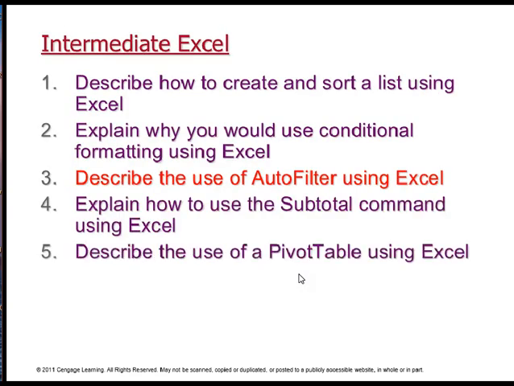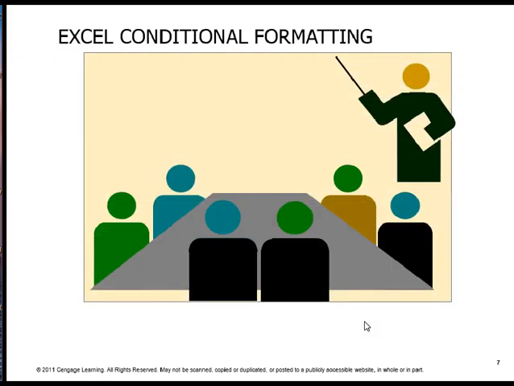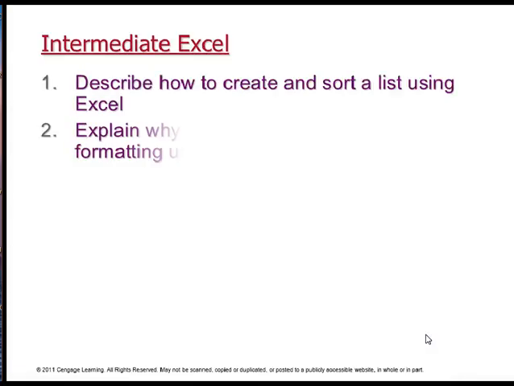Now we can also do something known as filtering. When you want to hide all of the records or rows in your list except those that meet certain criteria, you can use the auto filter command, and it's on the filter submenu of the data menu. The auto filter command places a drop-down list at the top of each column in your list. Let's go ahead and take a look at that.